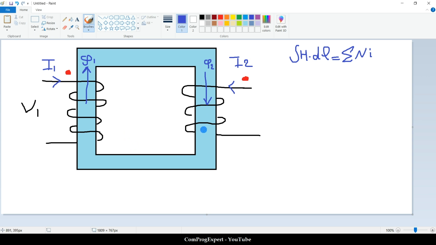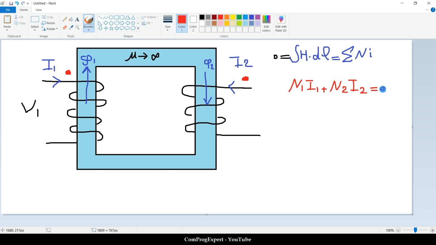Okay, so in this case, we can write the integral of H dot dl if we consider a core with ideal permeability. This is equal to 0. As you know, in the ideal case, we can write N1 I1 plus N2 I2 equal to 0. So yes, this summation is 0.